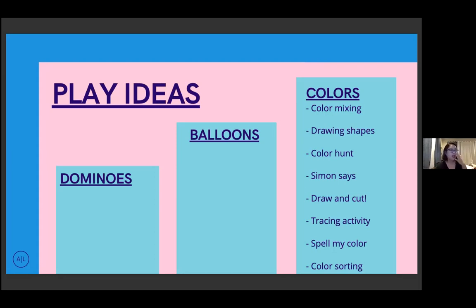Color hunt. If you have stones and you can paint them, it's like an Easter egg hunt. Then you just put them around their room, maybe under the sheets, under a table, under a chair, tape it underneath their bed.